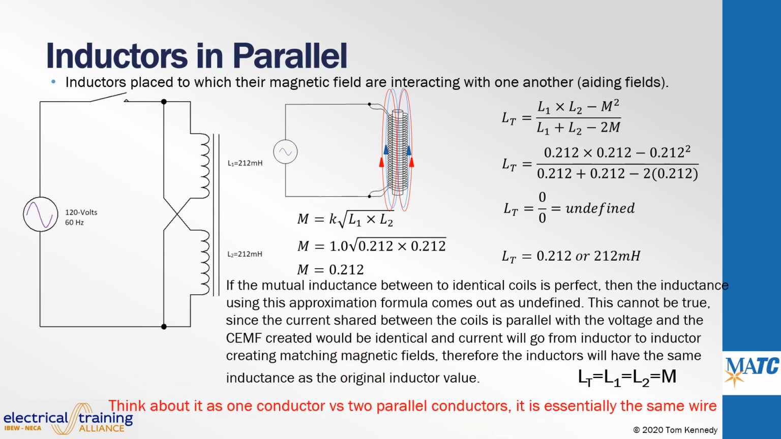Putting the total inductance into the inductive reactance 2πfL formula, the total opposition to current will be 80 ohms. Calculating for total current will result in a total current of 1.5 amperes in this circuit, each inductor having half of the current passing through it.